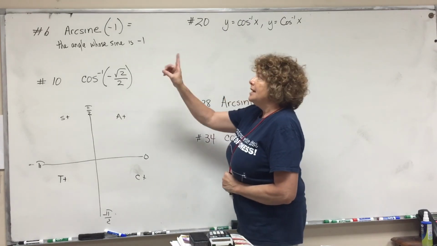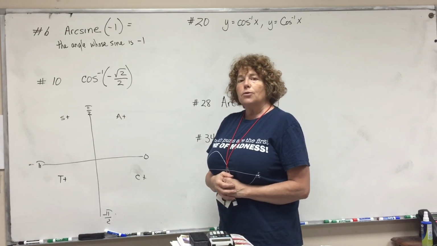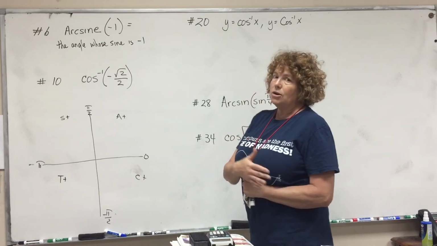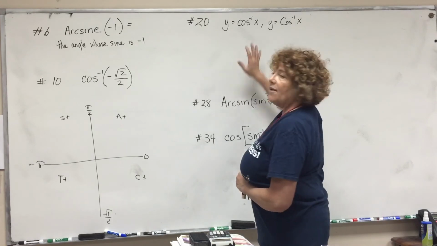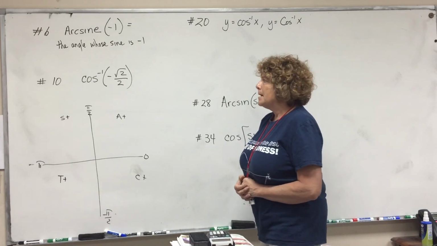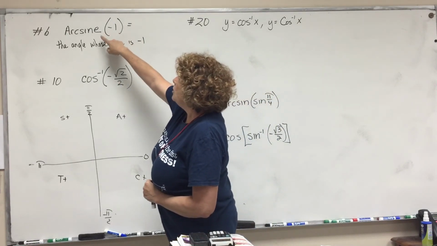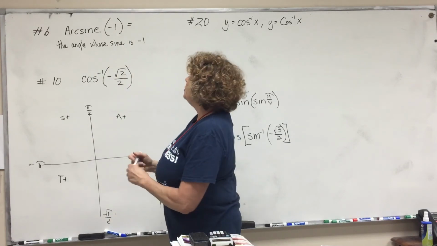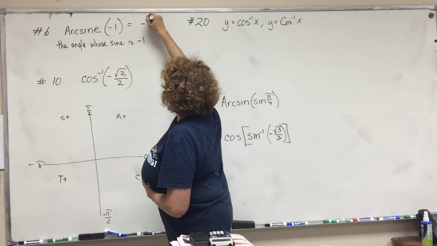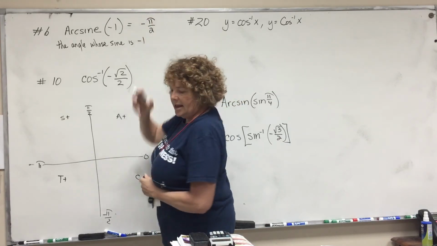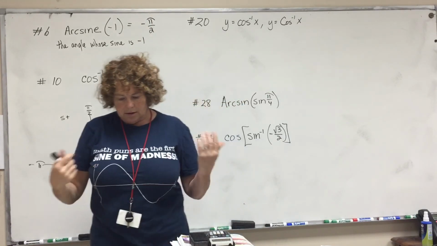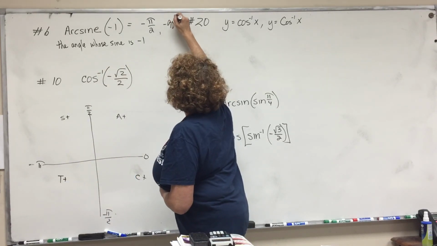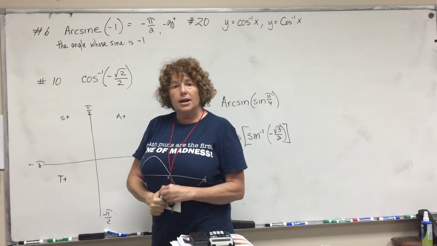Now, the domain and ranges of these are restricted, and I will show that to you a little bit more. The video should show you that. But when we graph it, I'll explain it a little bit more. But the angle whose sine is -1 is -π/2. So -π/2 is the answer to the first one. It's also -90 degrees, depending on whether they ask degrees or radians.